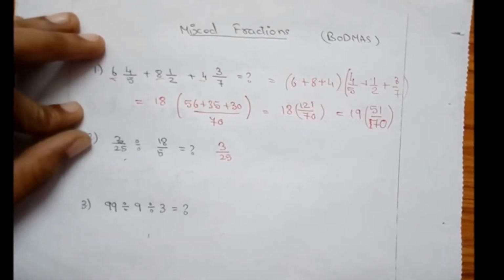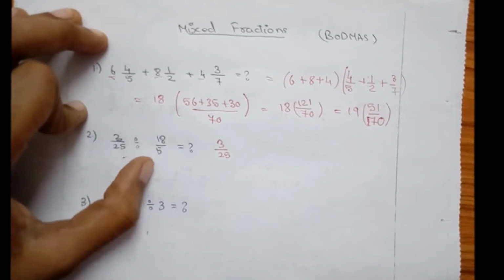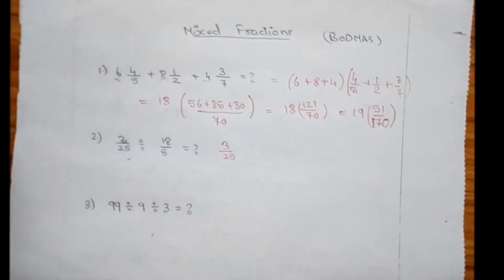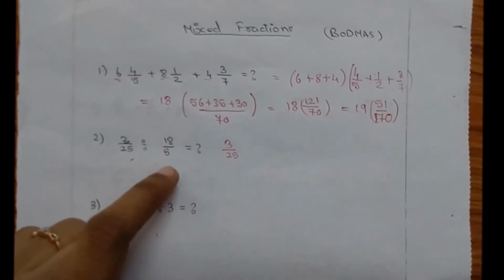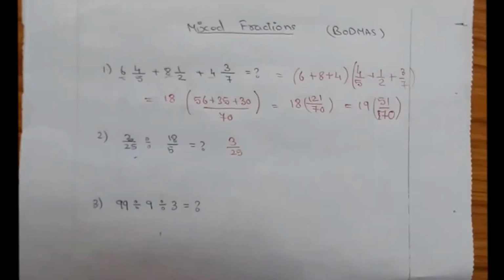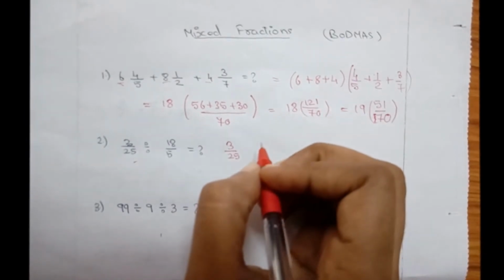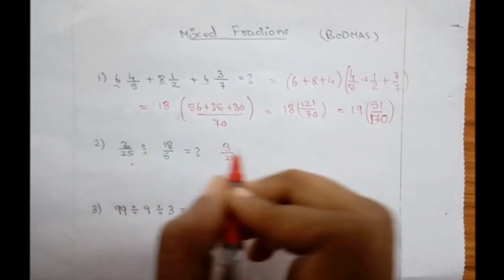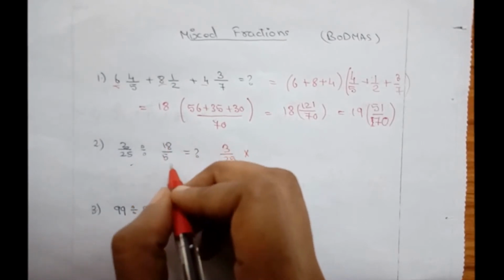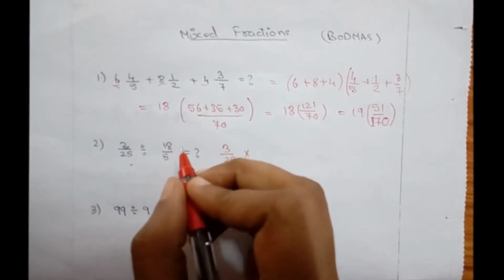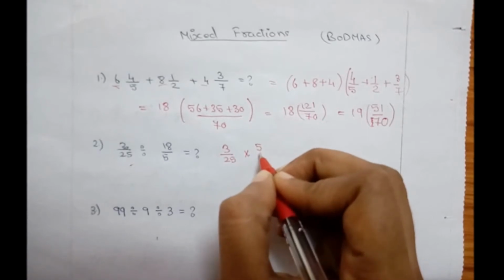See, in the second sum they have given 3 by 25 divided by 18 by 5. Okay, so if they have given any divided part like this, I mean the divide symbol, you can change it to multiplication like this. See, the first number is 3 by 25. I have written 3 by 25 here, and I'm going to change this divided part into multiplication. So if I change into multiplication, then the next part, which is here, will get reciprocal.